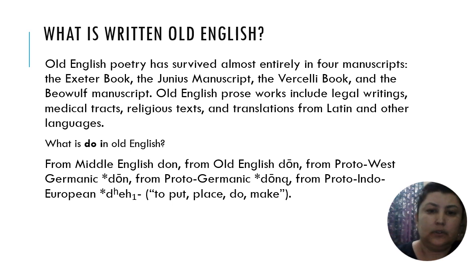What is written in Old English? Old English poetry survived almost entirely in four manuscripts: the Exeter Book, the Junius manuscript, the Vercelli Book, and the Beowulf manuscript. Old English prose works include legal writings, medical tracts, and religious texts and translations from Latin and other languages.